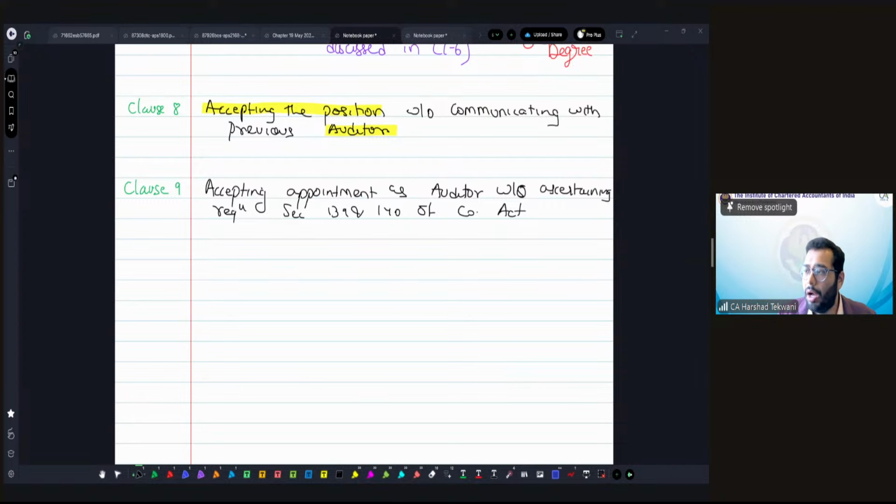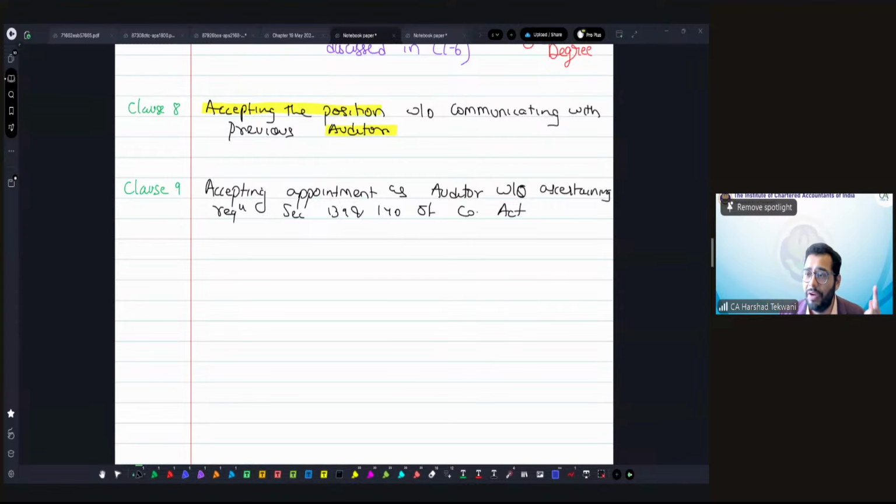In that case, you need to make sure that you are complying with section 139 and section 140. Now 139 and 140 are basically the sections with respect to appointment of the auditor under Companies Act. So you need to make sure that the compliance is done for those sections. So it's straightforward. When I talk about 139, it's the appointment of the auditor. 140, eligibility criteria. Even 141 is a disqualification.